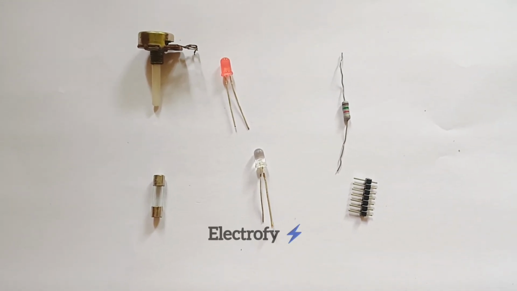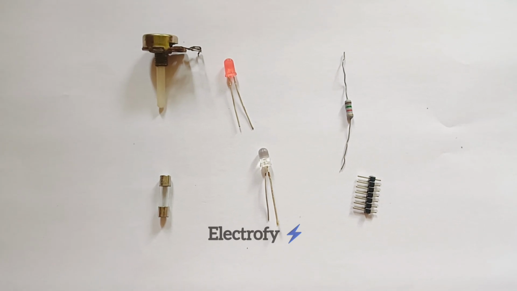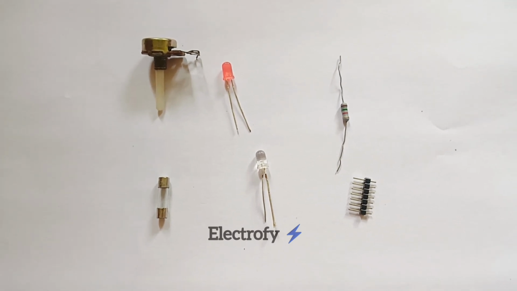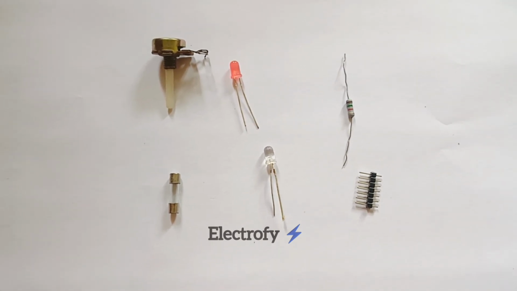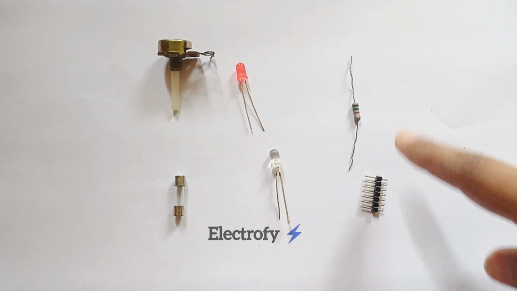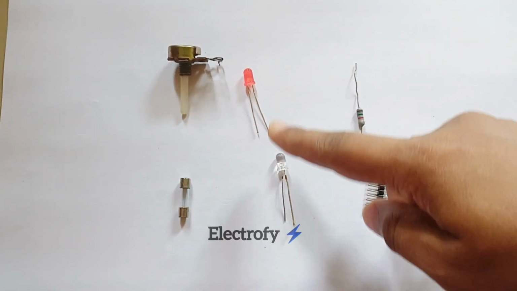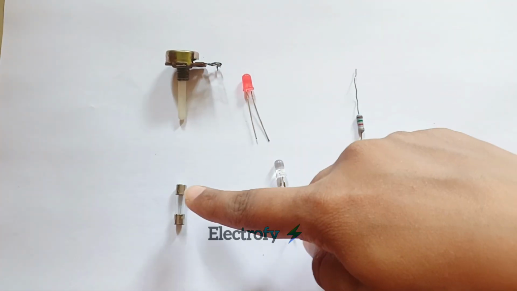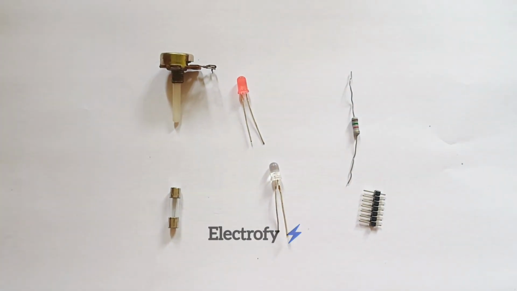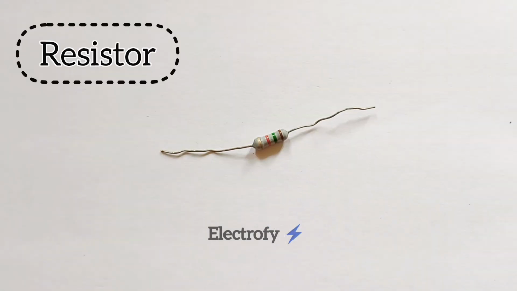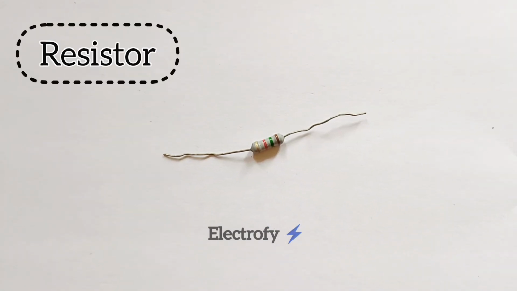In today's video, I'll be discussing the 5 basic components which are used in electronics. Now here we have a resistor, pin header, these are LEDs, potentiometer and a glass fuse. So I'll be discussing the components one by one. So starting with the resistor.